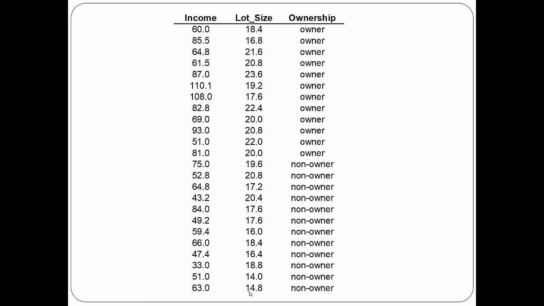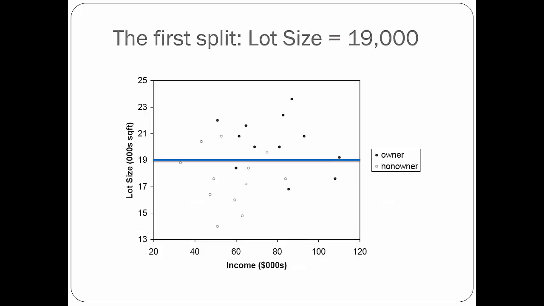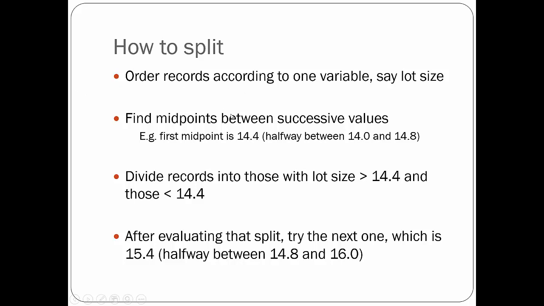We'll do the same thing with income. Start from the smallest value and keep working, and you have a bunch of candidates for split based on the second predictor, which is income. For each possible split, you will have a performance measure: how good is that split? We'll talk about those measures a little bit later. So let's look at how the splits actually work.